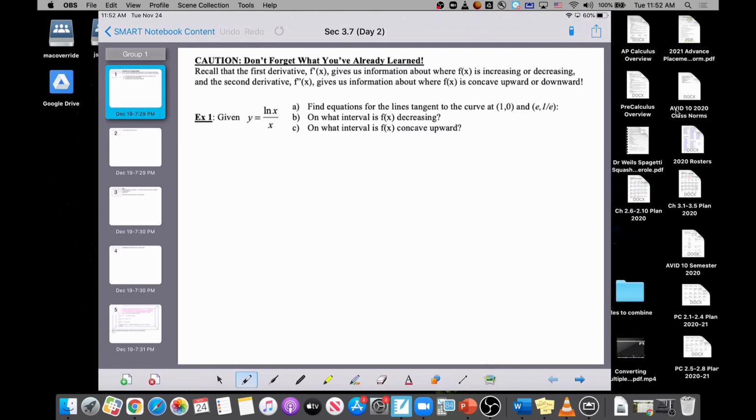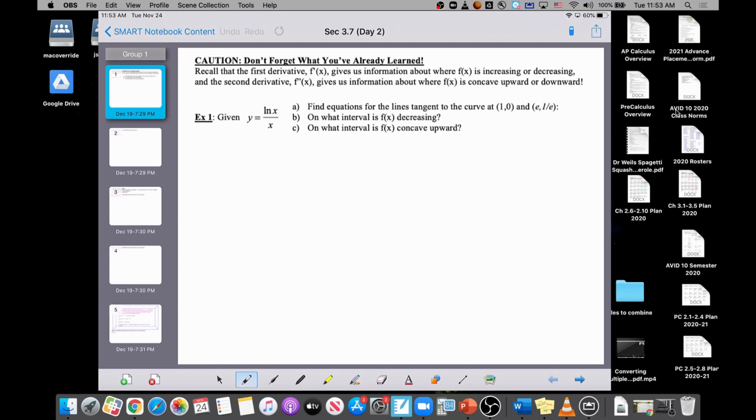Welcome back, math friends. This is section 3.7, day 2 for AP Calculus. Today we are going to be talking more about the derivatives of log functions in the first part of our notes. And then in the second part of our notes, we're going to learn a new skill called logarithmic differentiation.